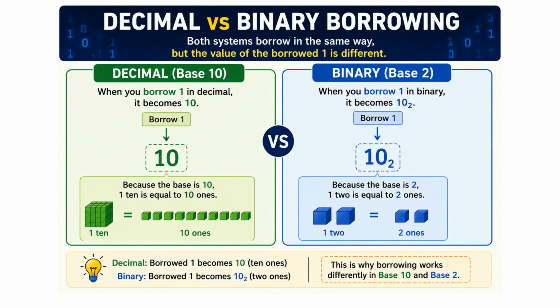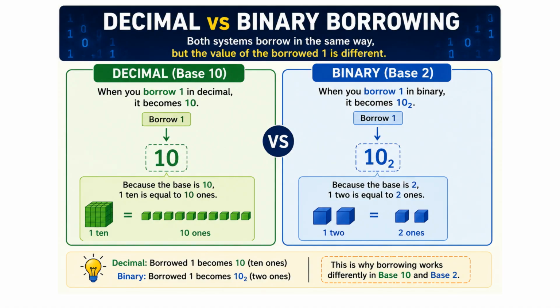Now, let's compare decimal borrowing and binary borrowing. In decimal, when we borrow 1, it becomes 10, because decimal uses base 10. In binary, when we borrow 1, it becomes 10 too, because binary uses base 2. Notice that the method is the same, but the value is different. Understanding this idea makes binary subtraction much easier.